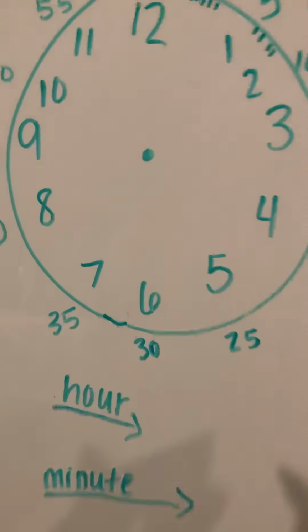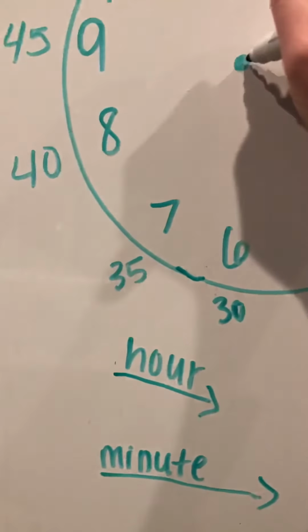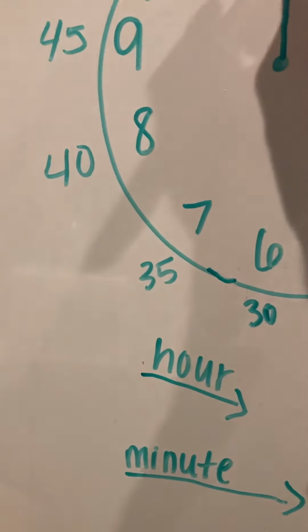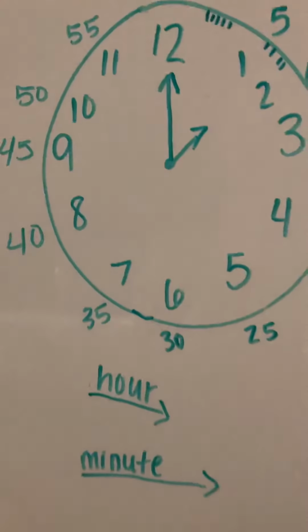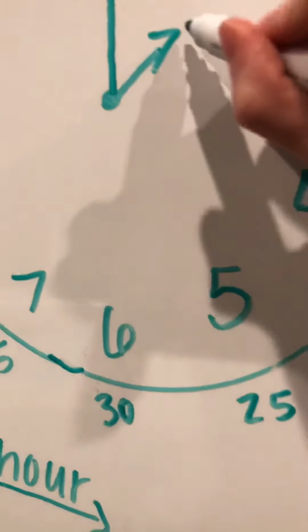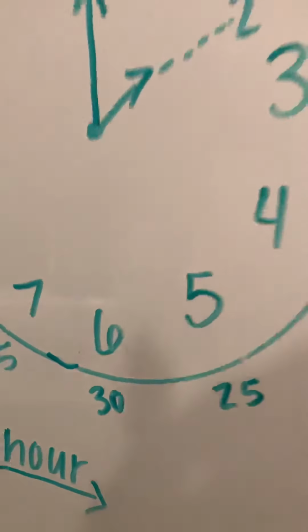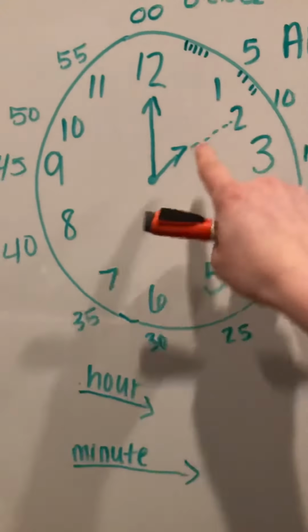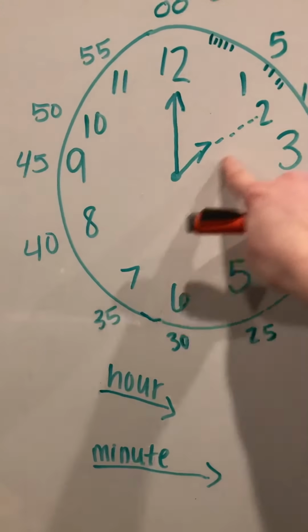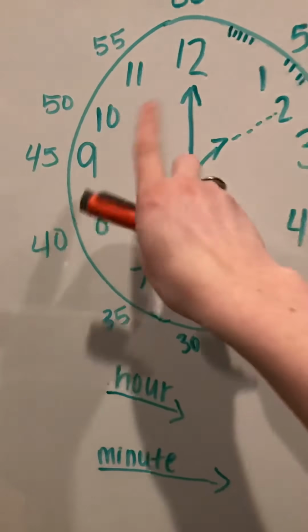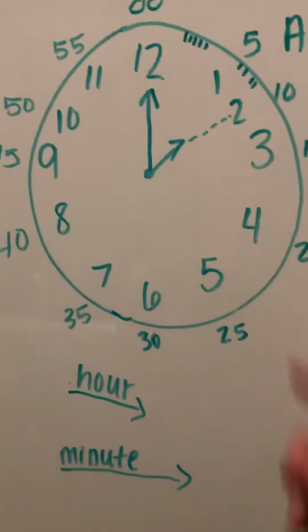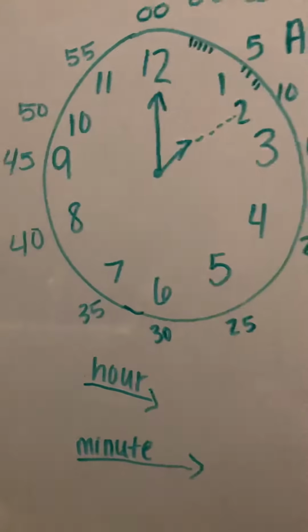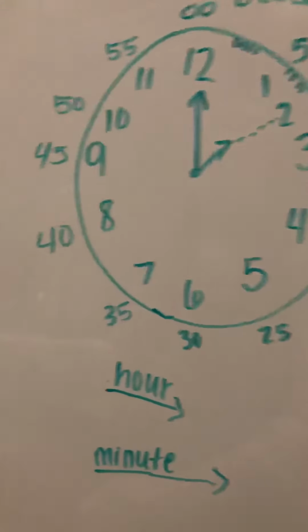If I put this time on the clock, we know that it's pointing at our 2. We see that our hour hand, it's pointing at our 2. And this is pointing at our o'clock. So it's 2 o'clock on here.